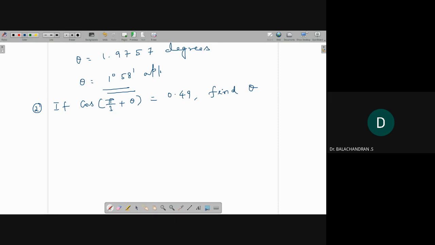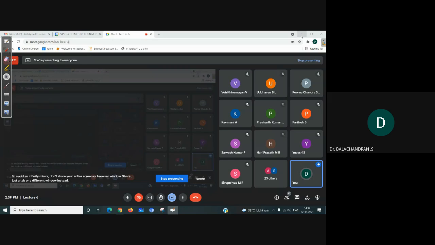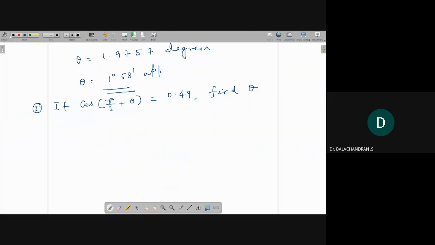So I think we are going a little bit slowly. So for the remaining section, students, whether you get any feedback from your front section, you can ask. The next section is hyperbolic functions, and then logarithm of complex numbers. So I think we need to rush up a little bit, but at the same time, you should understand the concept.